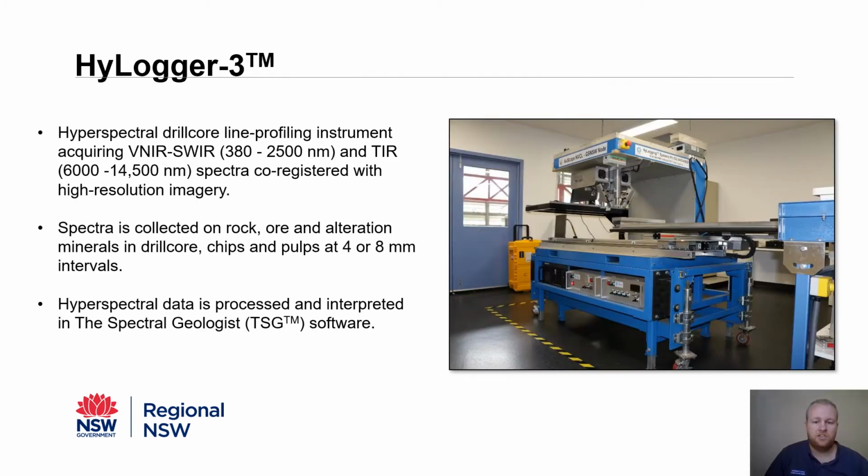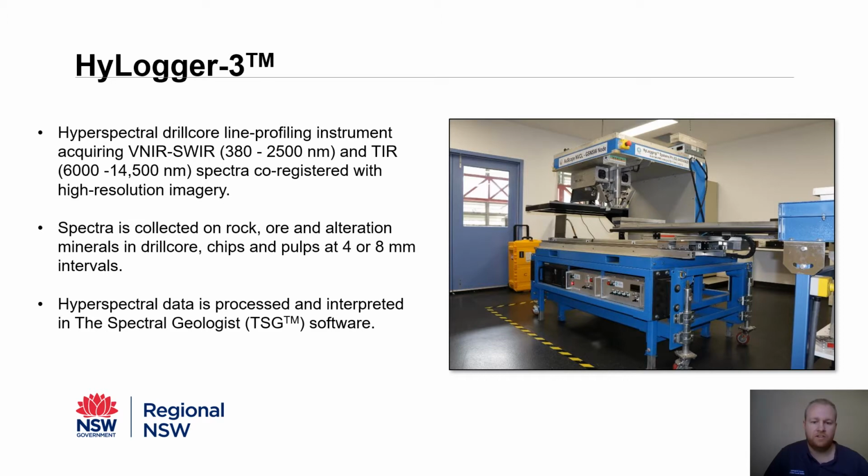Here you can see the GS New South Wales HyLogger 3, a hyperspectral drill core line profiling instrument. Drill core or chip trays are loaded onto the XY table where the instrument uses infrared spectrometers to acquire spectra in the VNIR to SWIR and TIR wavelength regions.